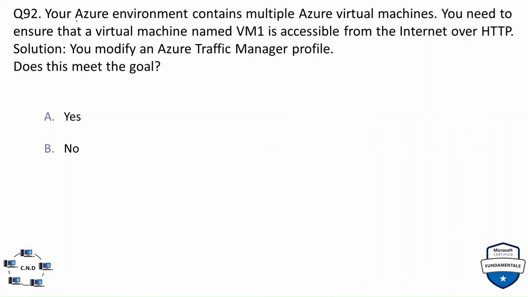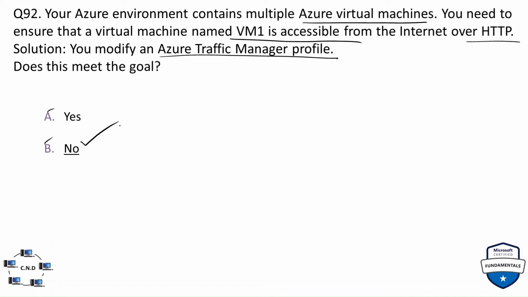Question number 92: Your Azure environment contains multiple Azure virtual machines. You need to ensure that a virtual machine named VM1 is accessible from the internet on HTTP. Solution: you modify an Azure Traffic Manager profile. Does this meet the goal? The options are A, yes, and B, no. And the correct option is no.